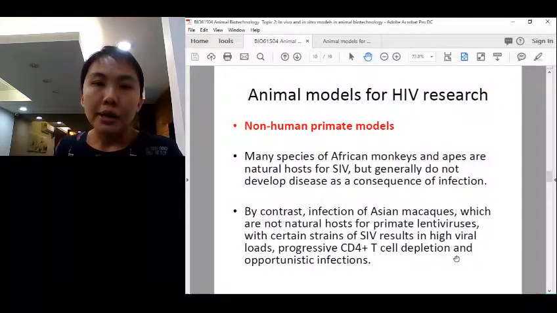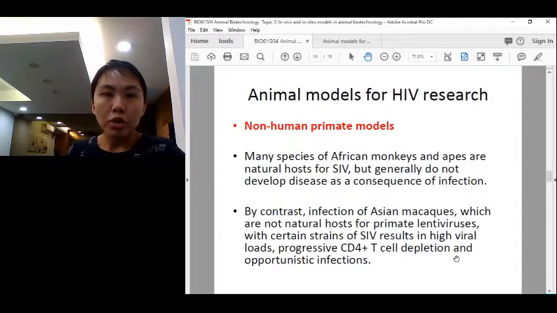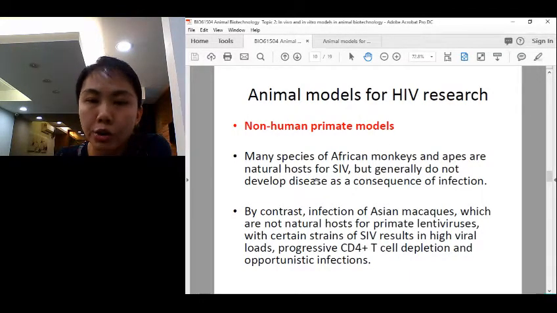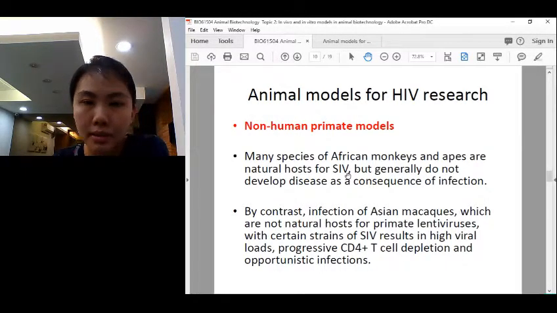So what about the other models? We also have the non-human primate models. These non-human primate models include monkeys and apes. Many species of African monkeys and apes are natural hosts. However, they do not develop disease as a consequence of the infection. Although these non-human primates are hosts to a simian immunodeficiency virus, a very close relative of HIV, they do not develop disease.